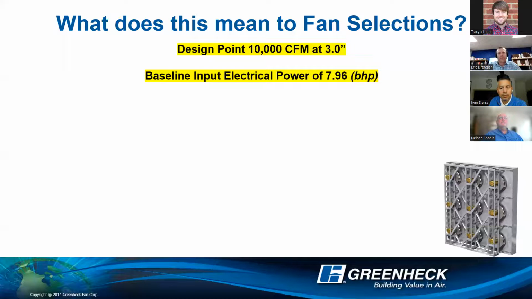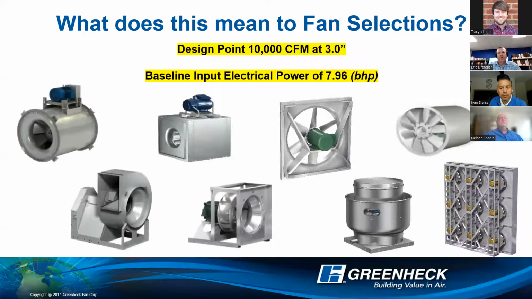The baseline electrical input power would be 7.96. I use brake horsepower just because we're in the US. It's actually calculating kilowatts, but basically the baseline power is 7.96 electrical power in. Now, it doesn't matter if we're talking an inline fan, utility set, plenum fan, fan array, an axial fan, any type of fan.